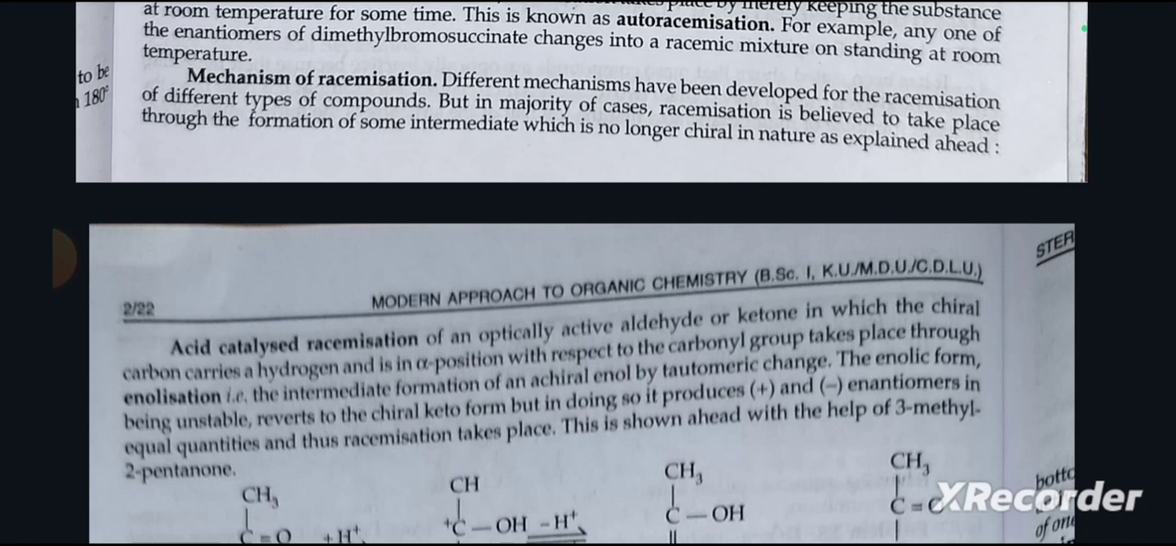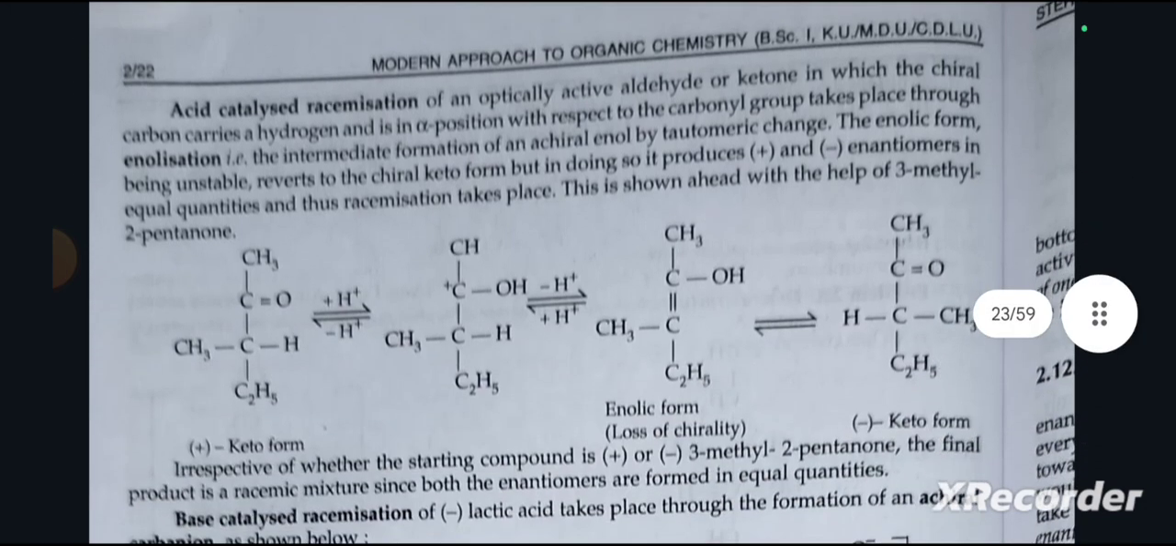Different mechanisms have been developed for the racemization of different types of compounds, but in the majority of cases, racemization is believed to take place through the formation of some intermediate which is no longer chiral in nature, as explained ahead. Acid catalyzed racemization of an optically active aldehyde or ketone in which the chiral carbon carries a hydrogen and is in alpha position with respect to the carbonyl group takes place through enolization, that is, the intermediate formation of an achiral enol by tautomeric exchange, with the enolic form being unstable, reverting to the chiral keto form, but in doing so, it produces plus and minus enantiomers in equal quantity, and thus racemization takes place.